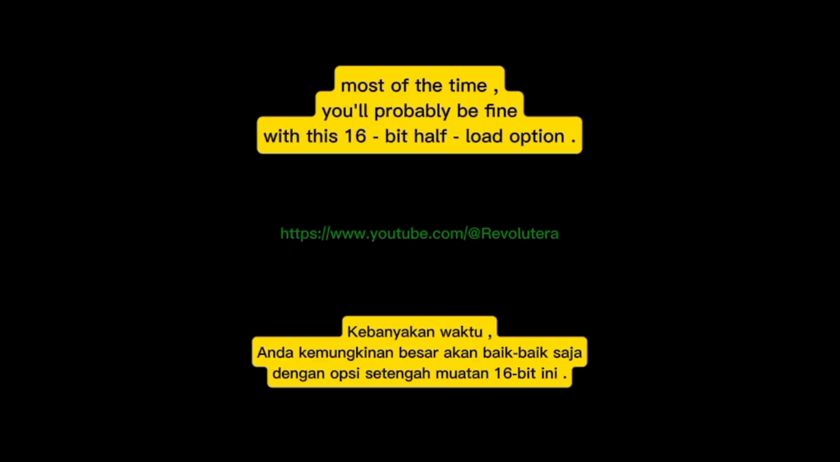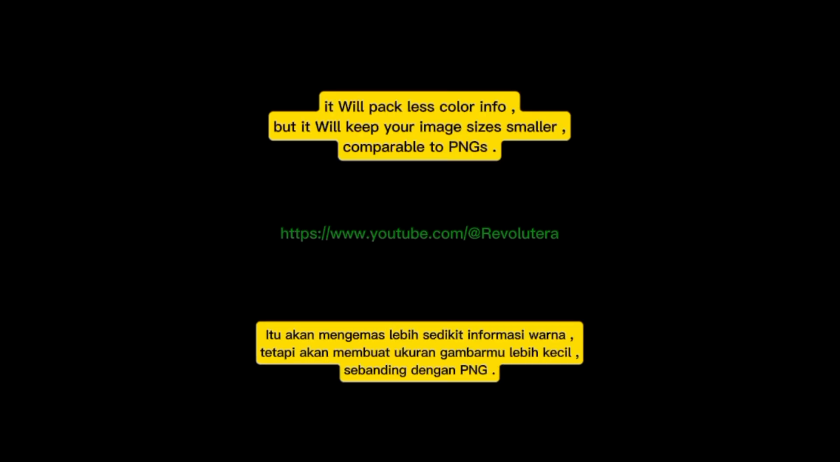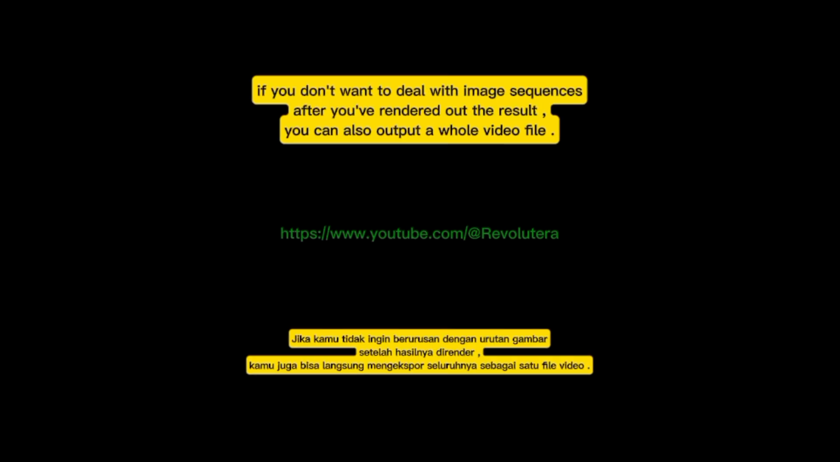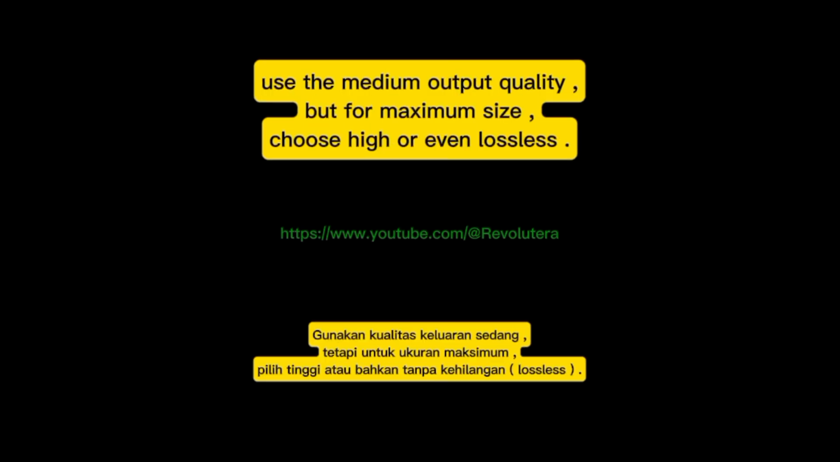Most of the time, you'll probably be fine with this 16-bit half float option. It will pack less color info, but it will keep your image sizes smaller, comparable to PNGs. If you don't want to deal with image sequences after you've rendered out the result, you can also output a whole video file. Use the medium output quality, but for maximum size, choose high or even lossless.